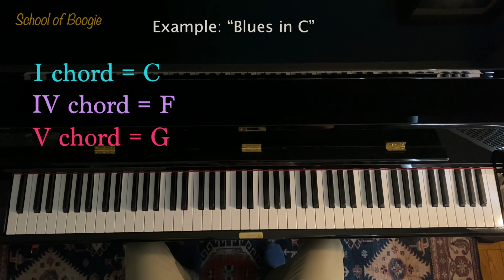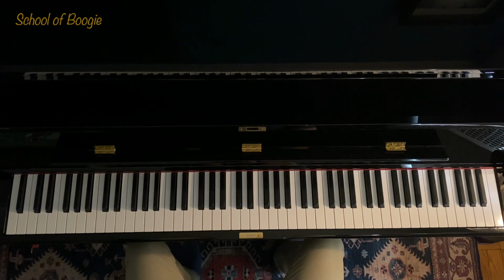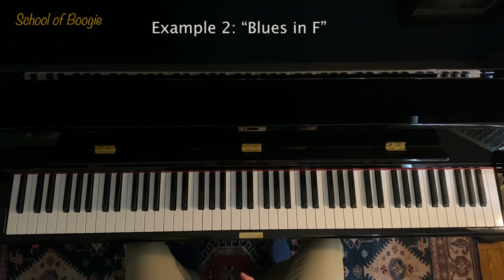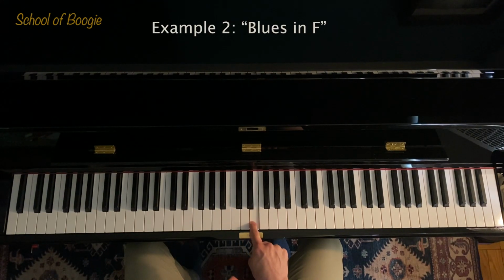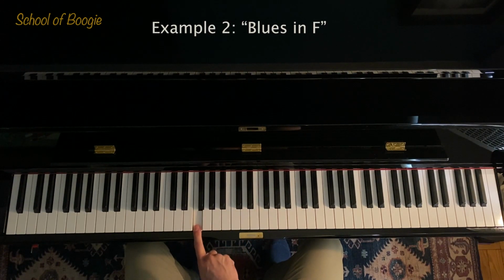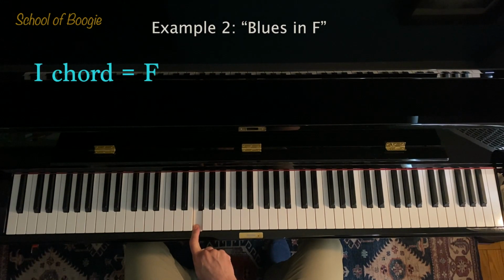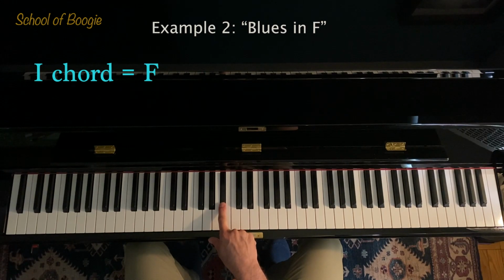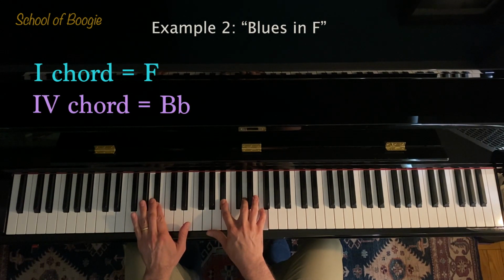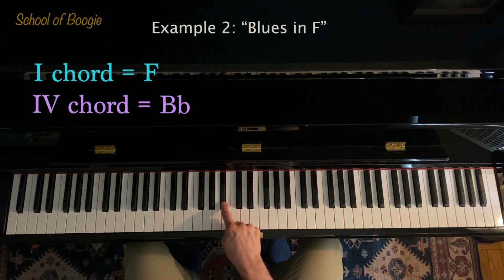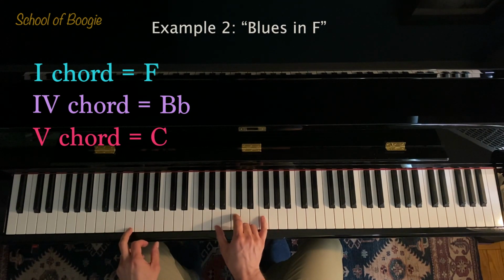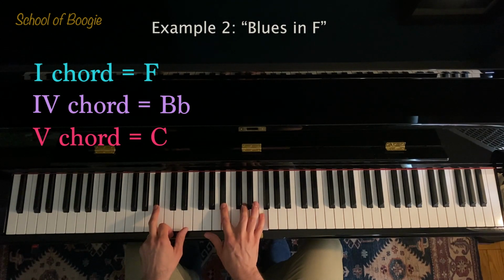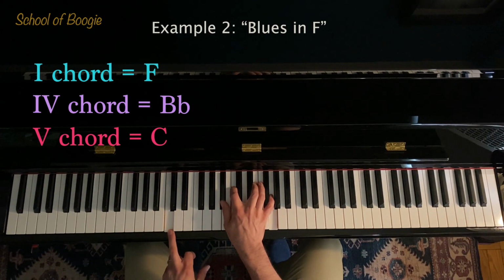Let's pick a different key, just so we can make sure we know what we're talking about. Let's say we're in the key of F. The blues in F, okay? So we know the F major scale. 1, 2, 3, 4, 5, 6, 7, 8. So the 1 chord is going to be F, of course. The 4 chord, 1, 2, 3, 4, that's B flat. That's our 4 chord. The 5 chord, 1, 2, 3, 4, 5, C. So in F, the 1 chord is F, 4 chord is B flat, 5 chord is C.